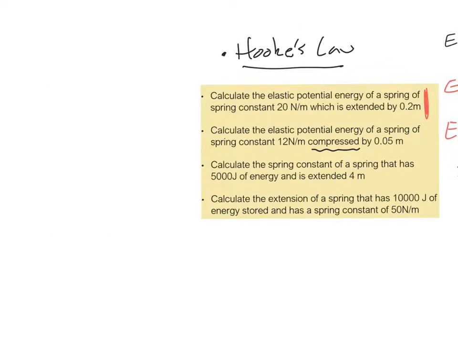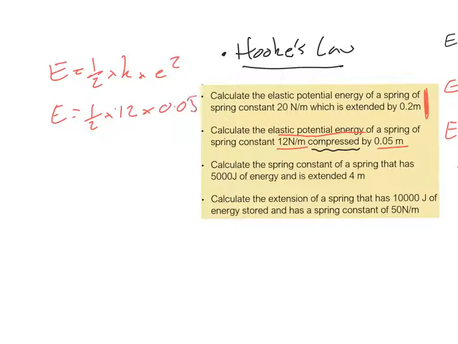Calculate the elastic potential energy of a spring of spring constant 12 newtons per metre compressed by 0.05. Like I said earlier, compression in this case will replace extension. Same thing, write the equation down. We don't have E. So half times 12 times 0.05 squared. Simplified gets us half times 12 times 0.0025.